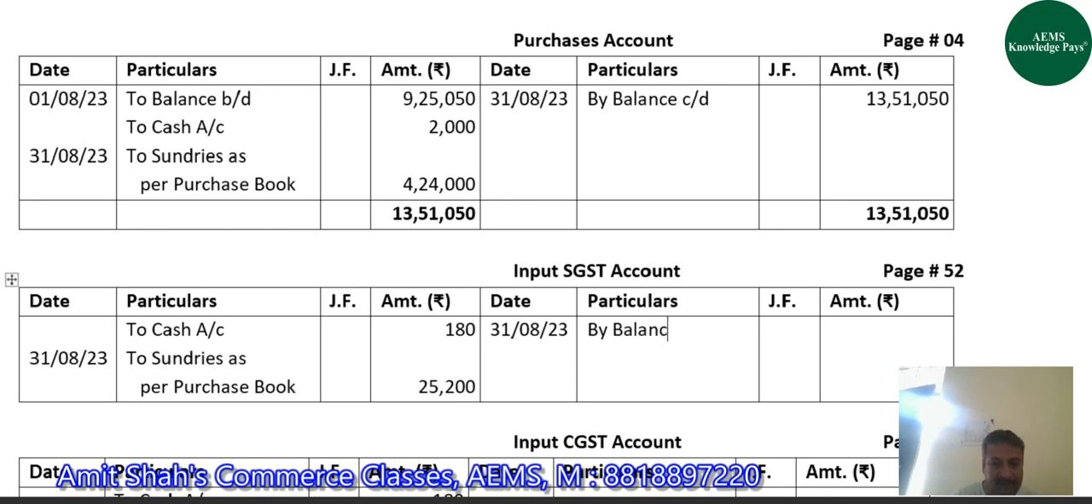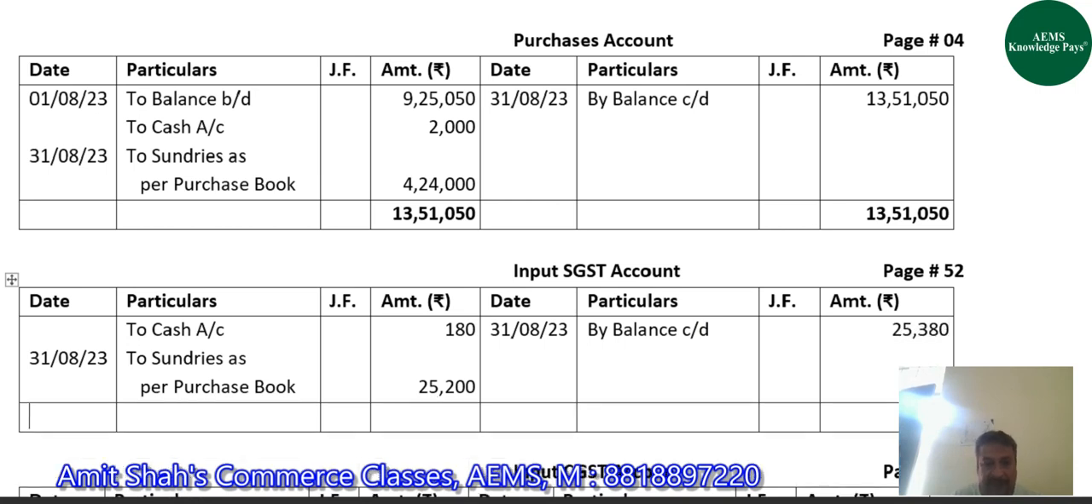here we will have balance. I'm assuming that input SGST account had no opening balance for August. Why? Because that has got set off with output SGST or otherwise. So now the balance of input SGST is 25,380.